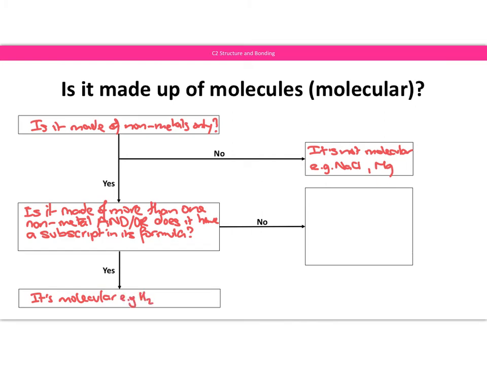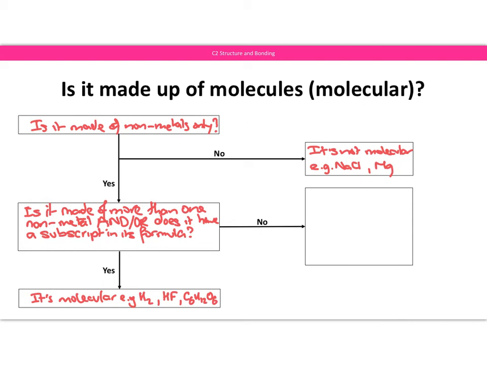H2. So is it made of more than one non-metal? No. Does it have a subscript in its formula? Yes. So it's molecular. Another example might be hydrogen fluoride. Is it made of more than one non-metal? Yes. Therefore, it's molecular. Sure, it doesn't have a subscript, but we've answered the first question with a yes. And then a final example is glucose, C6H12O6. Is it made of more than one non-metal? Yes. Does it have a subscript in its formula? Yes. So we only need to say yes once. That is also a molecular substance.